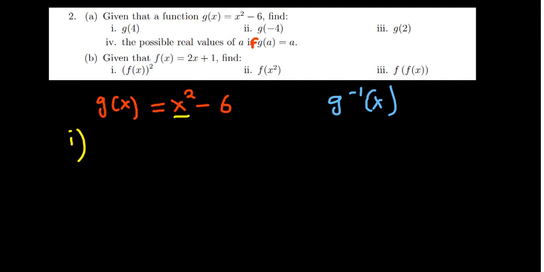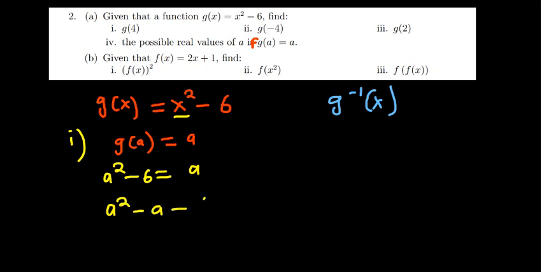So we are saying g of a is equal to a. What does g of a mean? G of a means where there is x, put what? A, right? So on the left we're going to have a squared, where there is x, I've put a, minus 6. Then it should be equal to a. Now this takes you to a quadratic equation. You take them on one side, it will become a squared minus a minus 6 equal to 0.